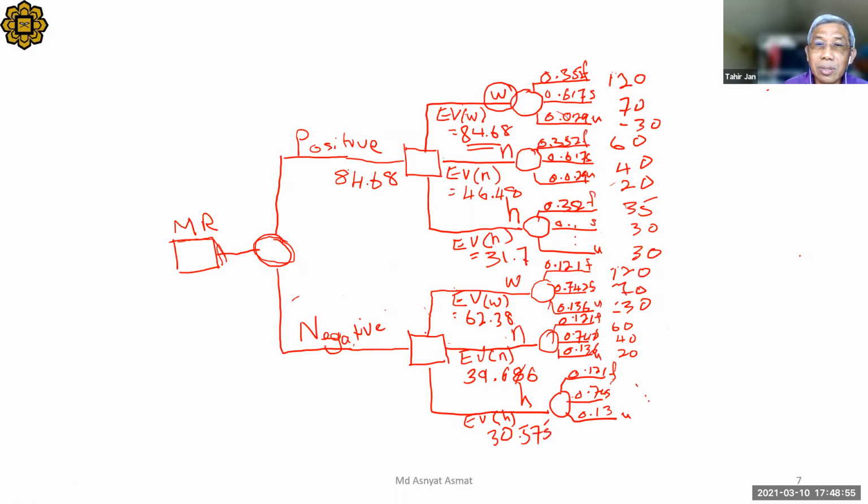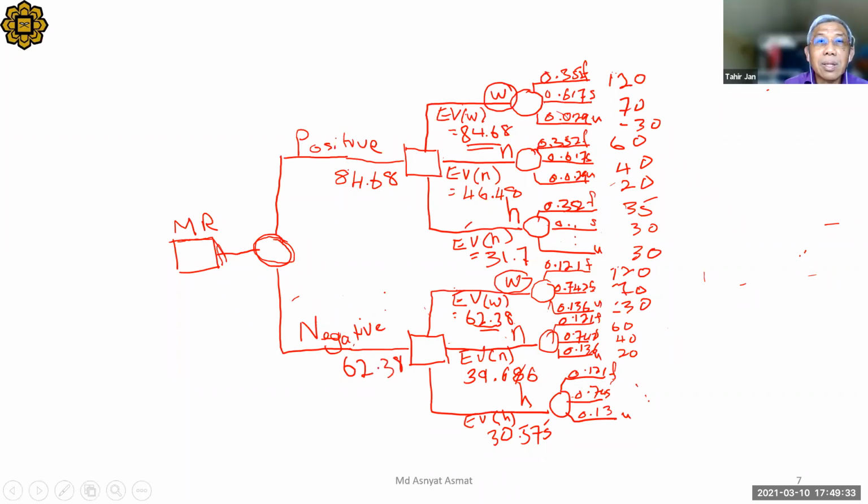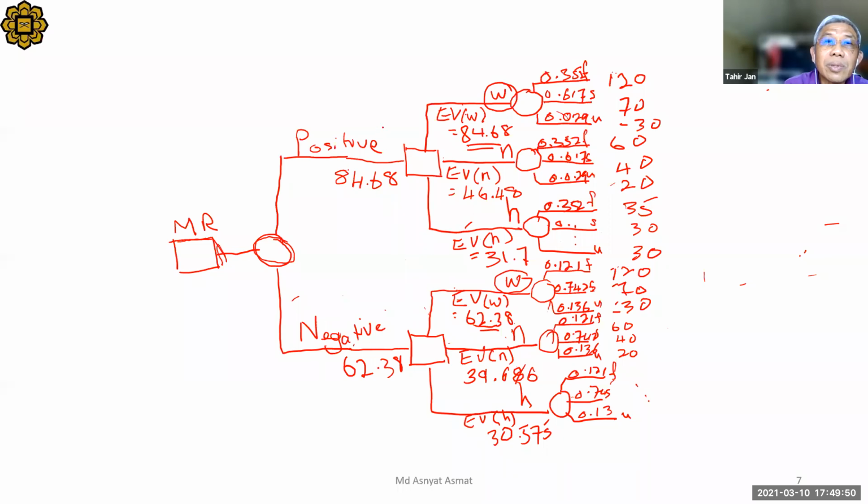So now, what is your decision if the report is negative? Widget. Where's widget? Widget, with this expected value 62. So we write this one as if it's the payoff for the negative report, 62.38. What was the probability of positive report, negative report? Can we flash back? Yes, the probability of positive is 0.34. So positive report 0.34.